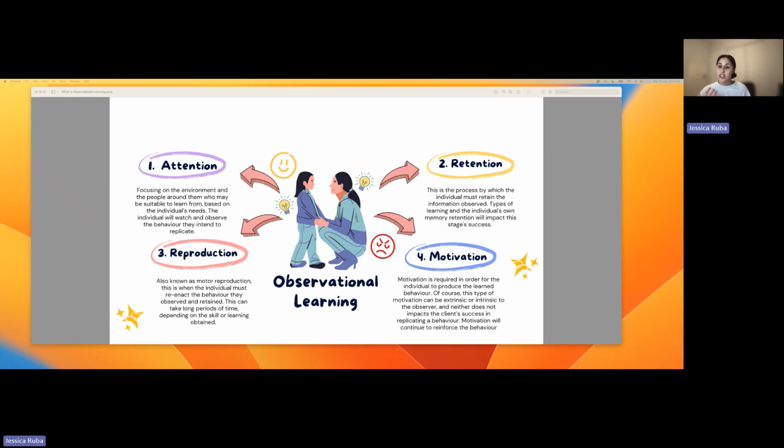The fourth one is motivation. Without motivation, this learning is not really going to be successful. So as it says on the mind map, motivation is required in order for the individual to reproduce the learned behavior. Of course, this type is based on both extrinsic and intrinsic. The observer does not really have to have a certain type of motivation for it to be successful, but it is required in order for the behavior to be reinforced and to be continued in their own environment.